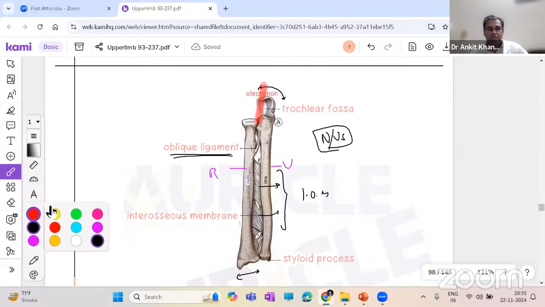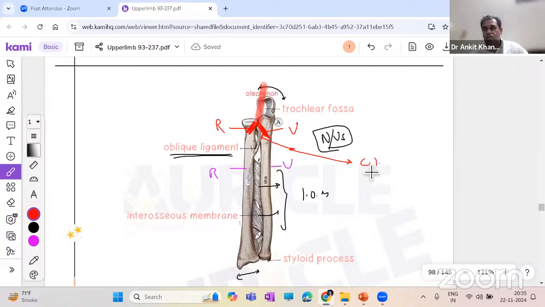Okay, now what happens is the brachial artery divides into radial artery and ulnar artery. Yes or no? This is R, this is U. This U will give off common interosseous artery. And this common interosseous over here, let me change the color. It divides into anterior interosseous.